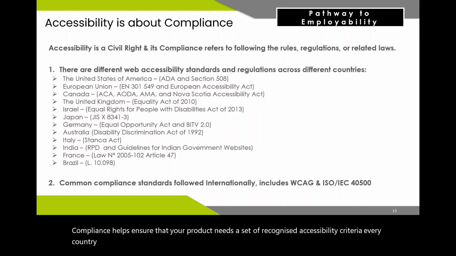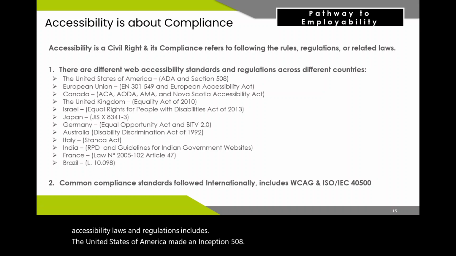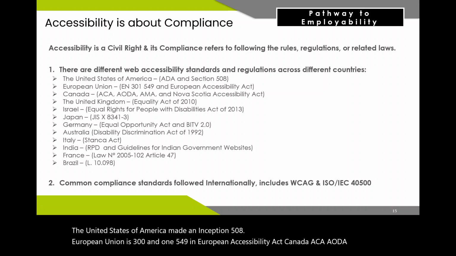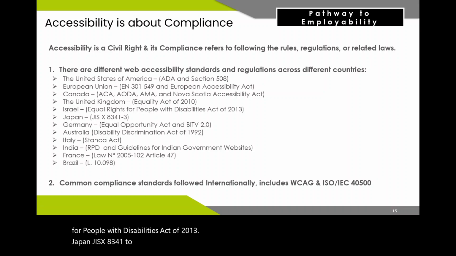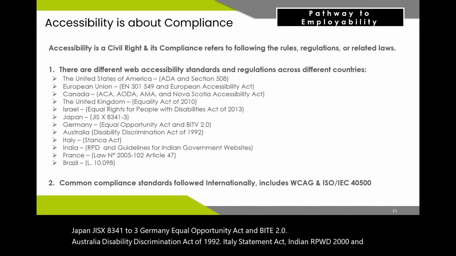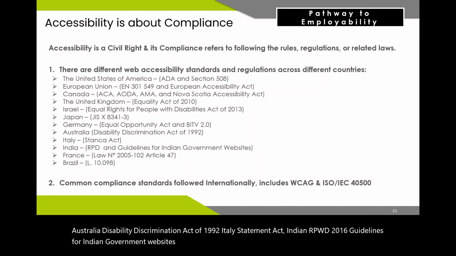Every country has different laws and compliances around accessibility. A brief list of country-specific accessibility laws and regulations includes: the United States of America, ADA and Section 508; European Union, EN 301 549 and European Accessibility Act; Canada, ACA, AODA, AMA, and Nova Scotia Accessibility Act; the United Kingdom, Equality Act of 2010; Israel, Equal Rights for People with Disabilities Act of 2013; Japan, JIS X 8341-3; Germany, Equal Opportunity Act and BITV 2.0; Australia, Disability Discrimination Act of 1992; Italy, Stanca Act; India, RPWD 2016 and Guidelines for Indian Government Websites; France, Law and Decree 2005-102 Article 47; Brazil, L 10.098.